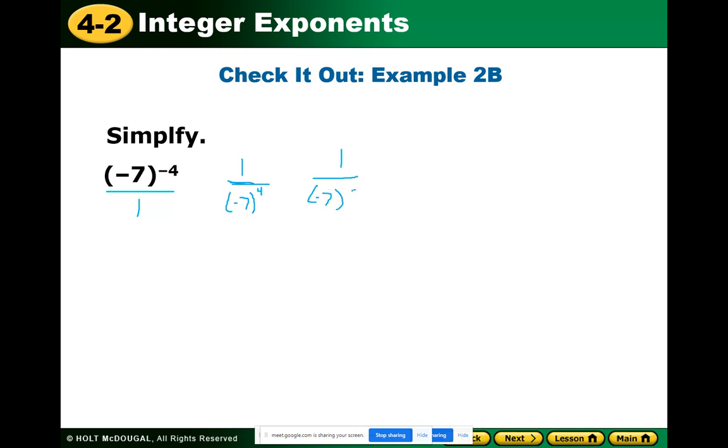How many times, Connor? 4. All right. Now, -7 times itself 4 times. Are we going to have a positive answer or a negative answer, Connor? Okay. Now, Lucas said something very interesting earlier. If there's an even number, it's positive, because -7 times -7, that's 49. Then -7 times -7 is 49.